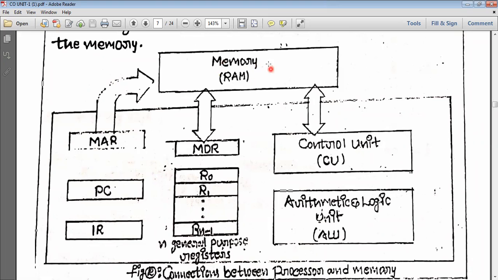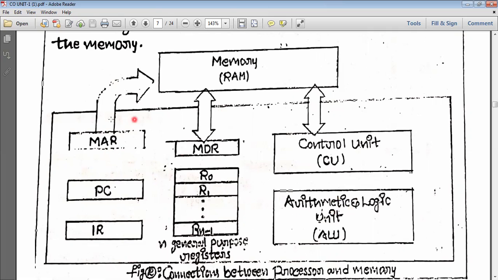So here, this is the memory, that is RAM. Next, MAR, memory address register. MDR, memory data register. Control unit. PC means program counter. IR means instruction register. R0, R1 and so on, up to Rn minus 1, these are n general purpose registers. ALU. See here, this is the block diagram of basic operational concepts.